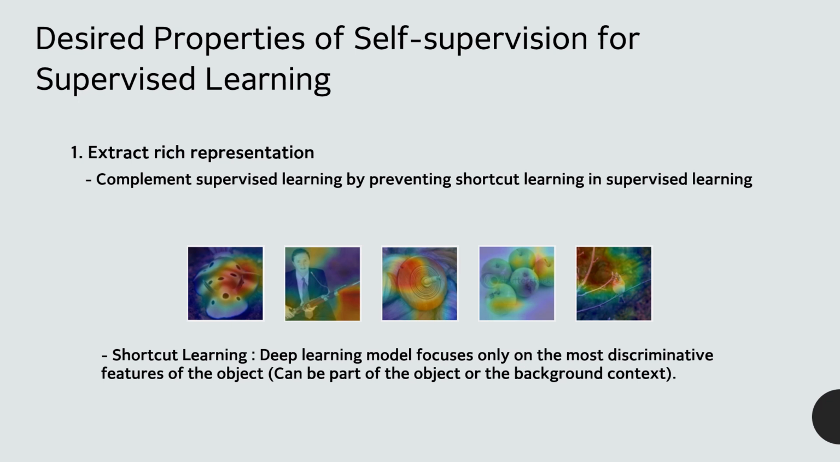First, self-supervision should guide a model to extract rich representation. Previously, the aim of self-supervision was to learn general features. However, in the supervised domain, we already have a supervised objective function. Therefore, we thought self-supervision could be more helpful if the objective is to complement the supervised objective. For example, shortcut learning is a problematic issue in the supervised domain, in that the model tends to only focus on the most discriminative parts in the image. By handling these kinds of issues, self-supervision can guide a model to learn richer features.